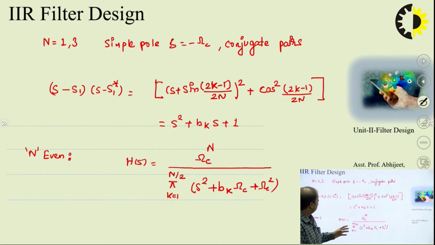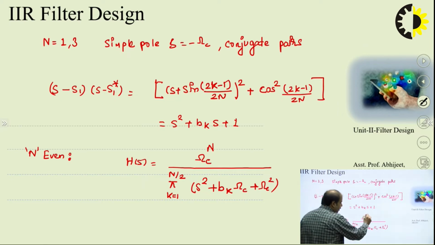So I can now directly write the formula to provide the transfer function of the system. The transfer function of the system can be divided in two parts. First is when n is even. If n is even, we have seen that it will be omega c raised to the power n, the transfer function H of S we can write directly as a continued product, pi means continued product, k is equal to 1 to n by 2, of 1 over S square plus bk omega c S plus omega c square.